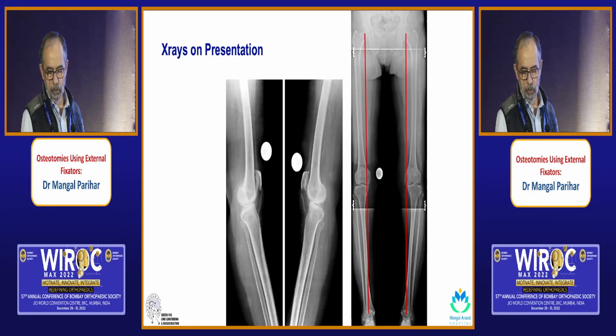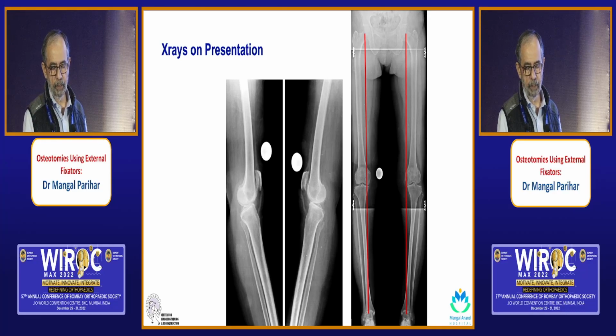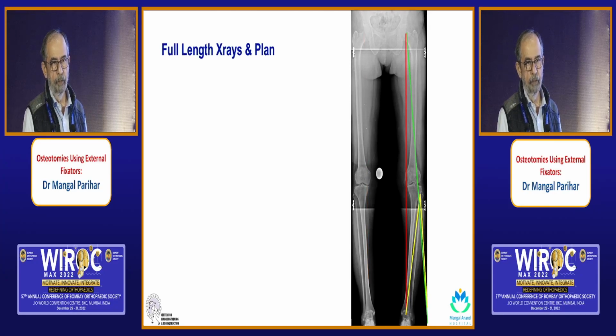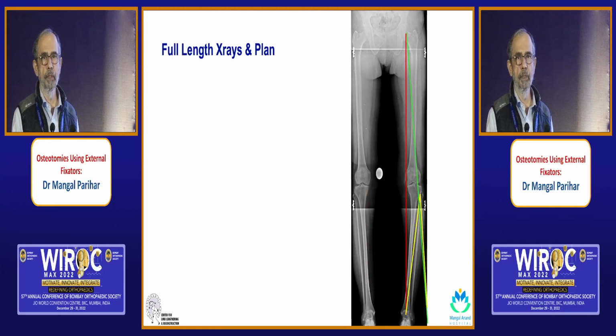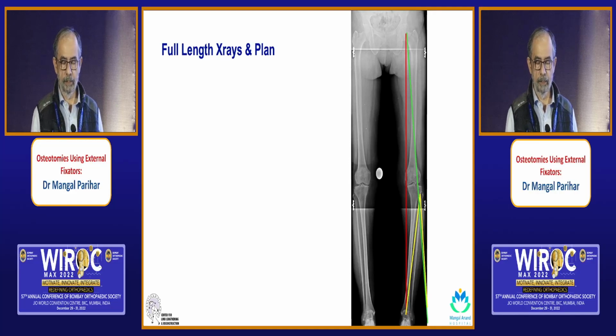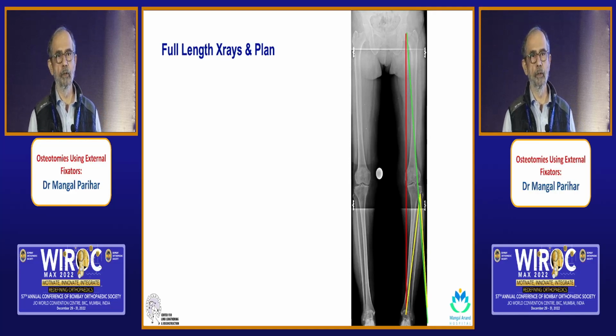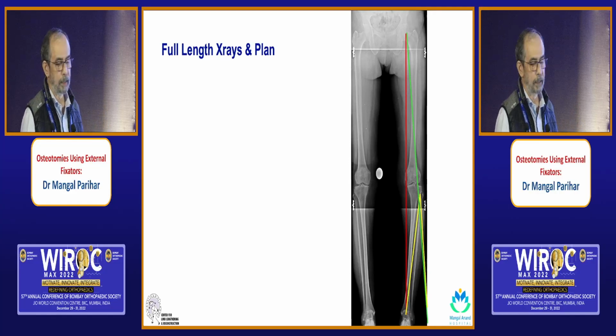I do largely fixator assisted HTOs, but I do use the plate. And the biggest issue I have is in terms of assuring the accuracy. So this is the X-ray on presentation with significant varus. We do the full length X-ray planning with the Miniaci method. The green line is the future mechanical axis and the yellow angle that you see is the angle of correction.